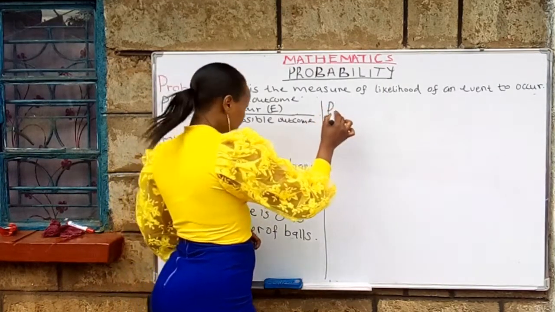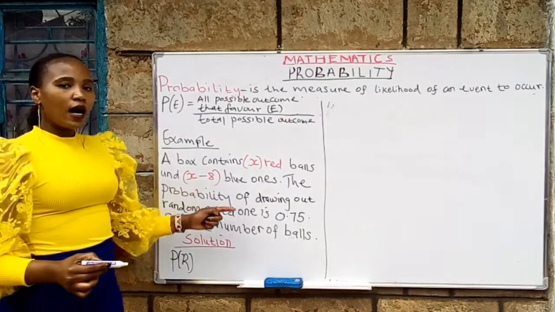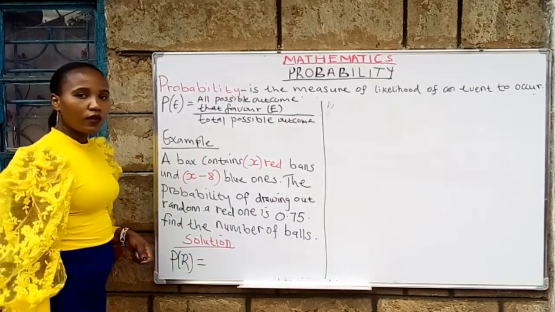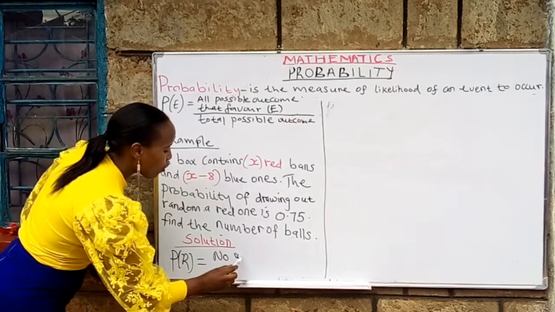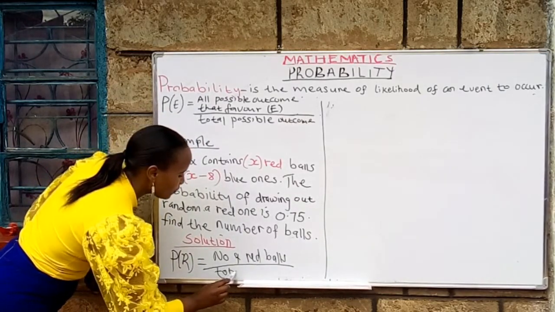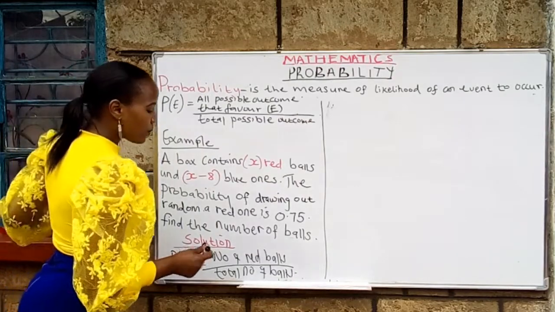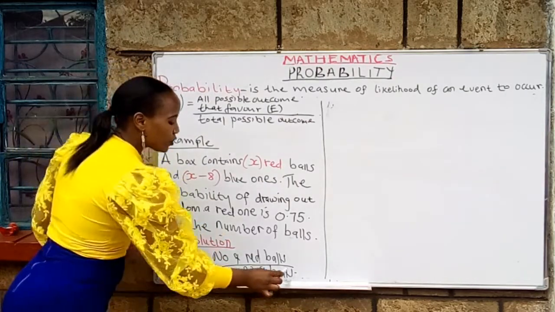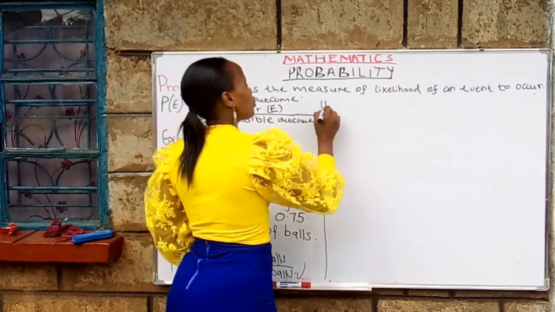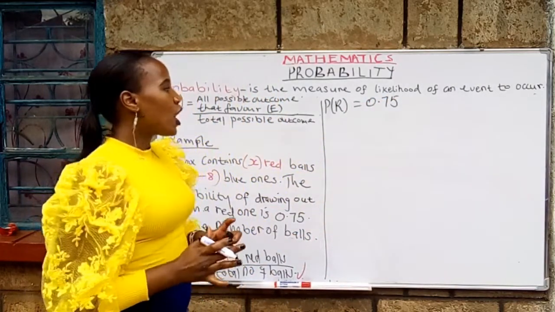So the probability of drawing a red one, if we let R represent red balls, is equivalent to the number of red balls over the total number of balls. And the question we are supposed to look at is to find the number of balls. Now, we have been told that the probability of getting red is equal to 0.75. It is in decimal form, so I want to work with a fraction.